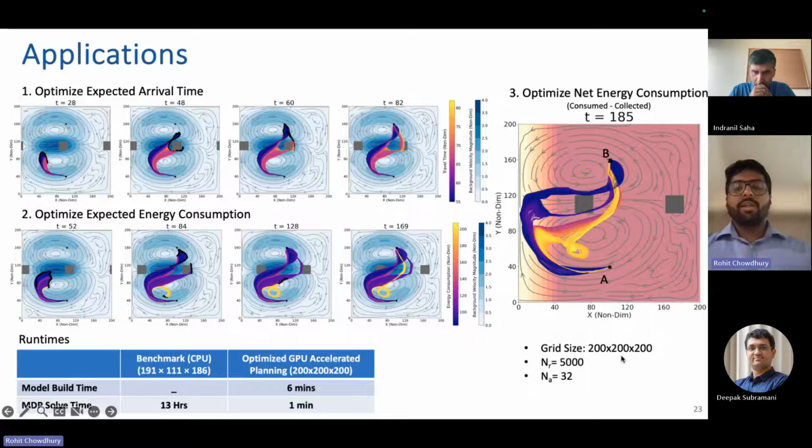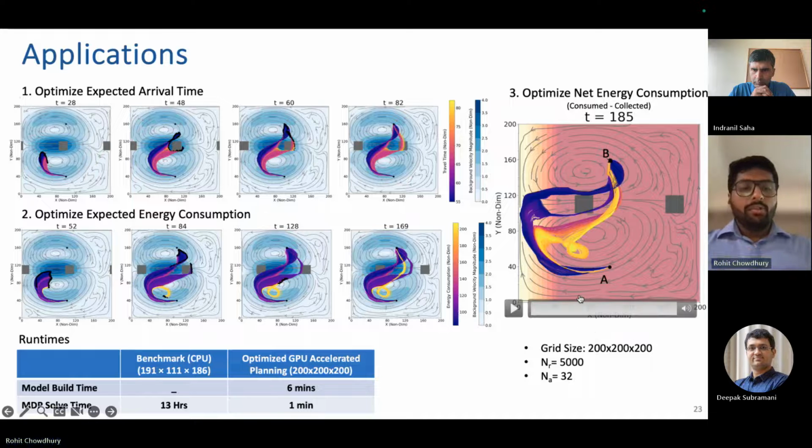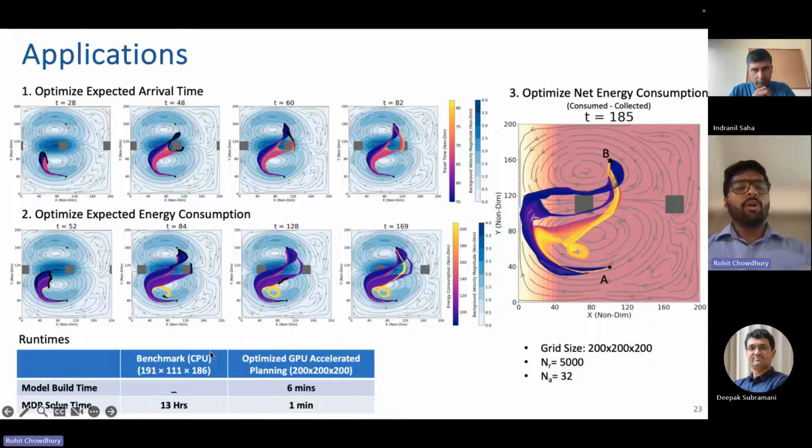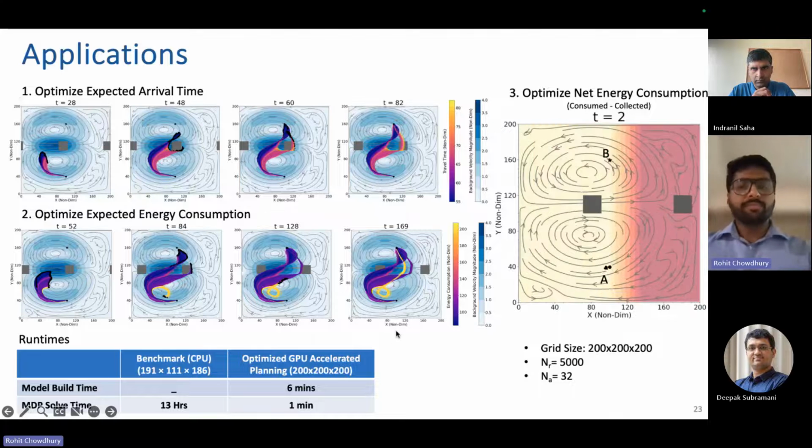So all of these experiments were done for a grid size of 200 cross 200 cross 200, which is pretty big compared to most of the things that you'll find in recent papers. And the number of actions that we used was 32. So in terms of runtimes, including model building and the solving time of the MDP, all of this was done in 7 minutes for a much larger grid size. And if we compare it to some papers, let's say, which use simplifying assumptions like having Gaussians to account for the uncertainty in the flow, for much smaller problem sizes with sequential approaches, it takes about 13 hours. So we've come down from a matter of hours to a matter of minutes, and that really enables us to deal with some real-time applications.